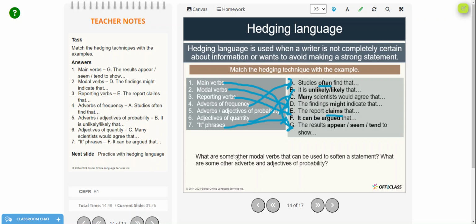See if you can think of some other modal verbs that could be used to soften a statement, and what are some other adverbs and adjectives of probability. So these could be things like, in addition to might, may, perhaps, and then other adverbs to show probability, again, likely, it seems. I can't really think of any other between likely and unlikely.